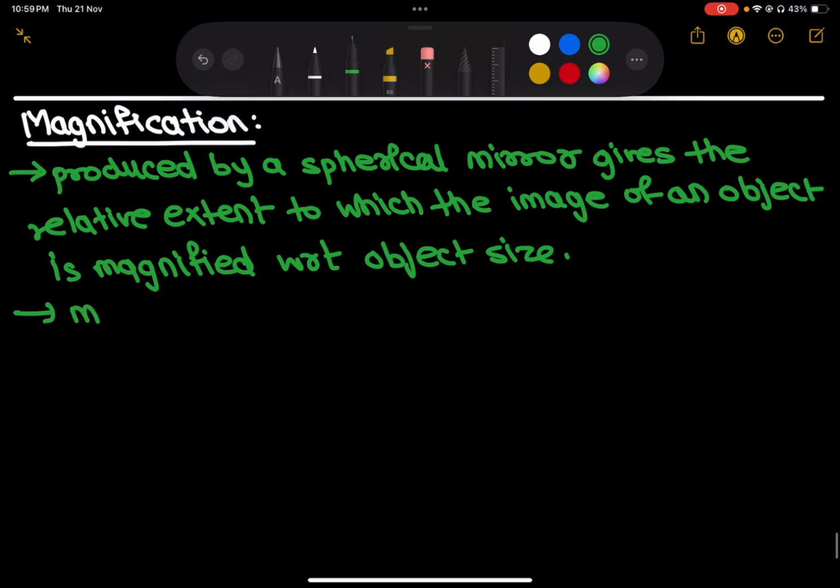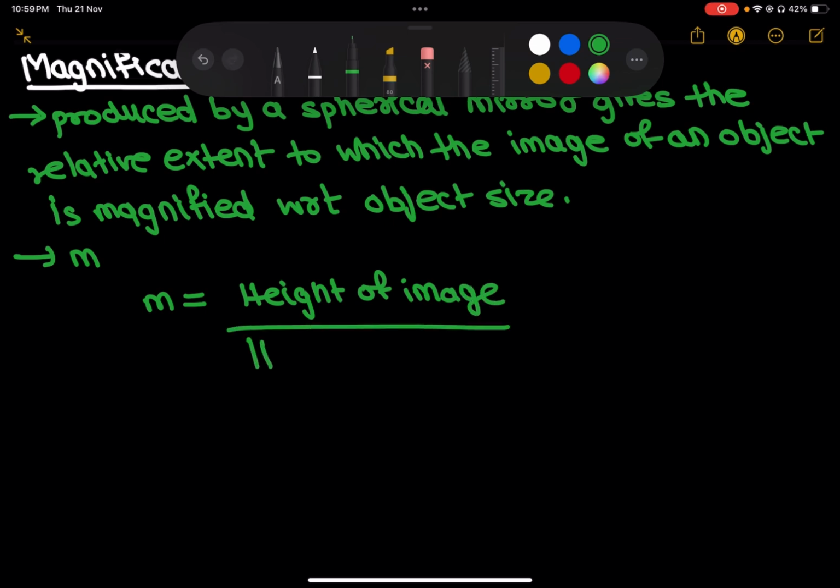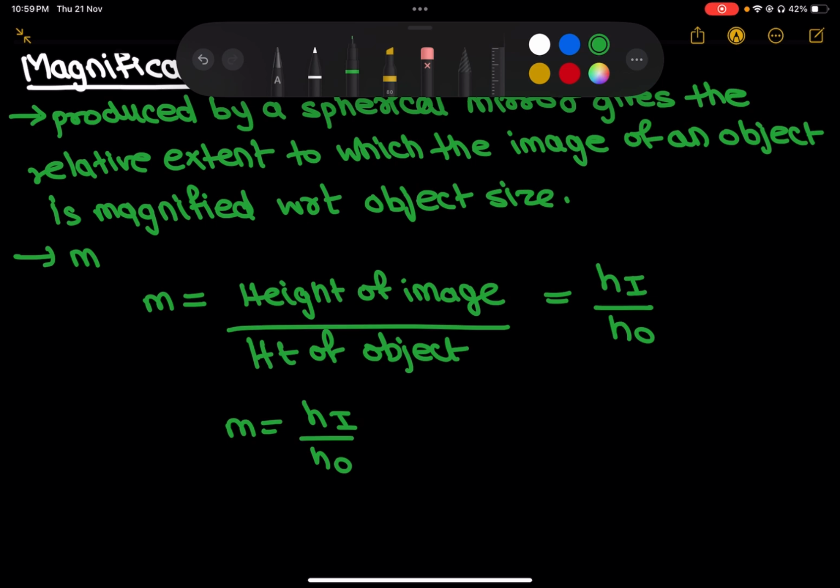Now the formula for magnification is m is equal to height of image divided by height of object. If I denote height of image by hi and height of object by ho, then m will be equal to hi divided by ho. In your textbook it is given as h dash divided by h. You can use whichever is comfortable for you.